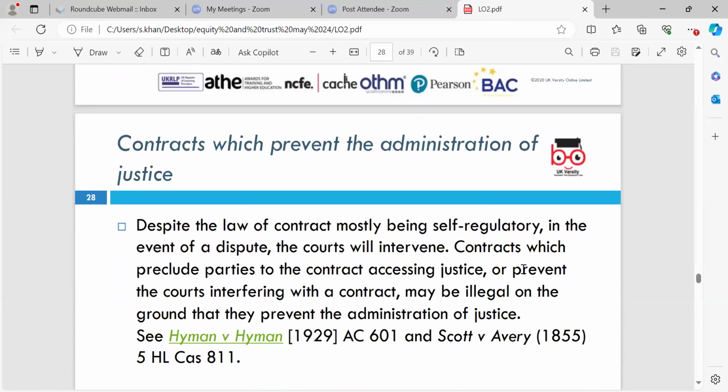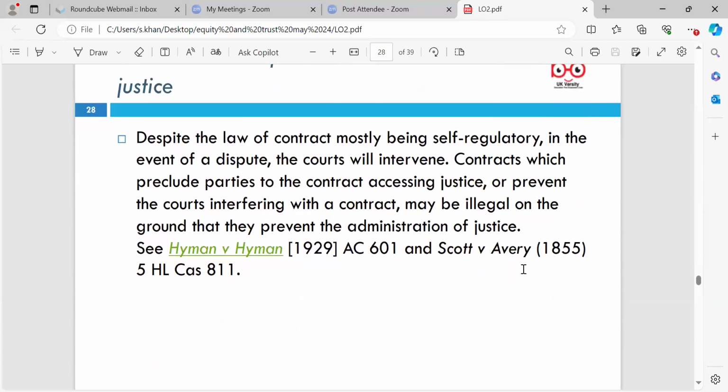Contracts which prevent the administration of justice. Despite the law of contract being mostly self-regulatory, in the event of a dispute, the courts will intervene. Contracts which preclude parties from accessing justice, or which prevent the courts interfering with a contract, may be illegal on the ground that they prevent the administration of justice. And this was the case of Hyman v Hyman 1929, where the courts will not enforce contracts which frustrate acts of Parliament. The facts in this case were that Mr.